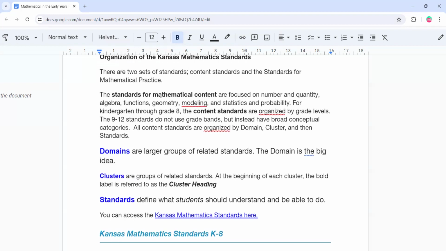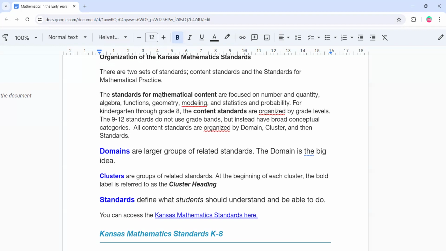So, domains are larger groups of related standards. The domain is the big idea. The clusters are groups of related standards. At the beginning of each cluster, the bold label is referred to as a cluster heading. A standard defines what students should understand and be able to do.